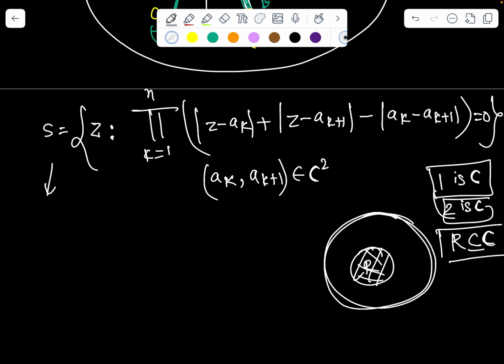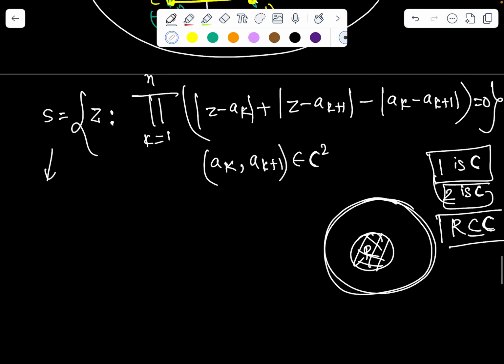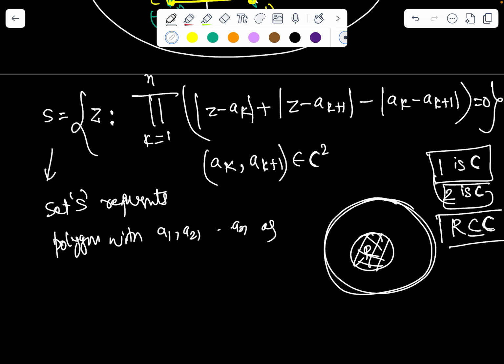So this will represent a polygon, so this 0 will represent the set as, it represents a polygon with a1, a2, ... an as vertices.